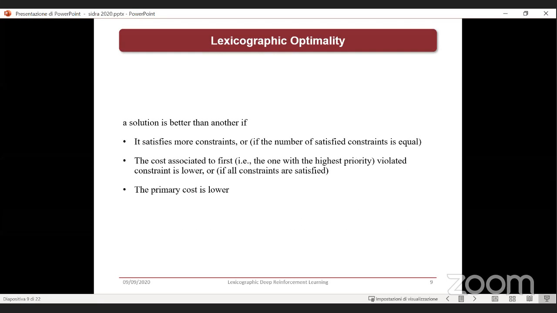So the lexicographic paradigm allows us to introduce the concept of lexicographic optimality. We can say that a solution is better than another solution if it either satisfies more constraints, or, if the number of satisfied constraints is equal, then the cost of the most critical violated constraint is lower. Of course, if both solutions satisfy all the constraints, the better solution is the one associated with the lower primary cost.